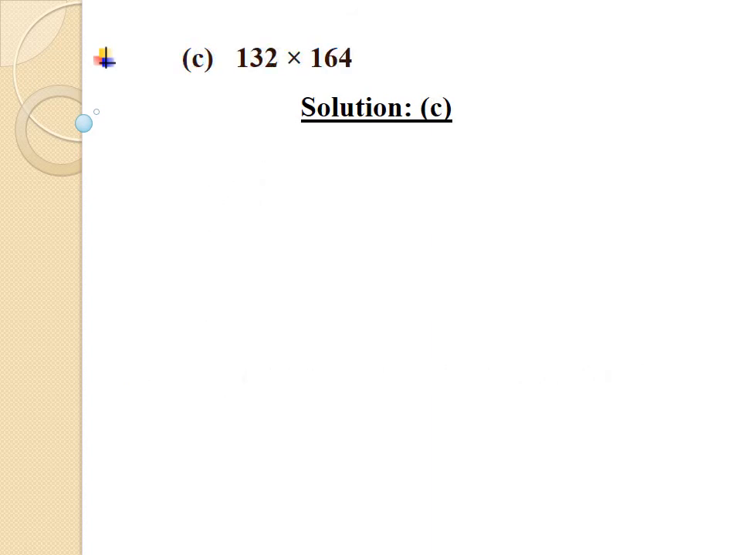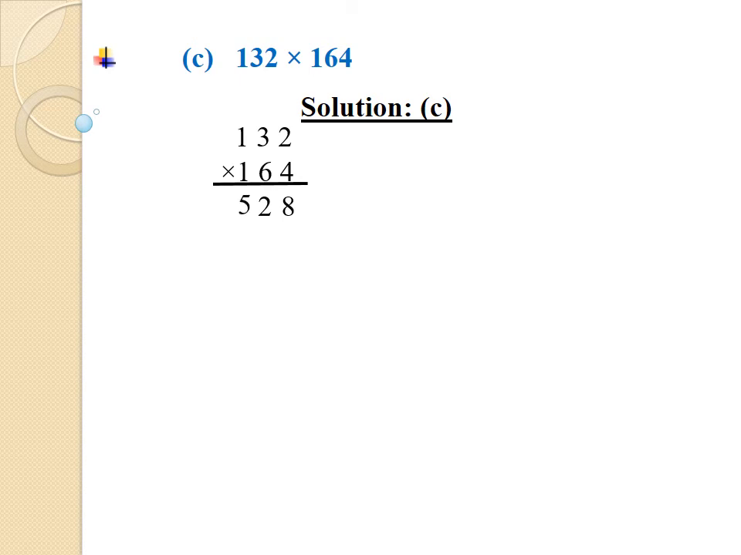Now, sum C. 132 multiplied by 164. Multiplying 2 by 4, we get 8. Now, multiplying 3 by 4, we get 12. Writing 2 in tens place and 1 carry over to hundreds place. Now, multiplying 1 by 4, we get 4, and adding 1, which we carry over, we get 5.